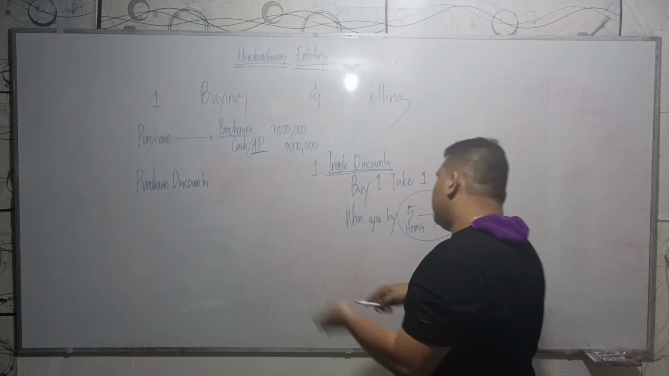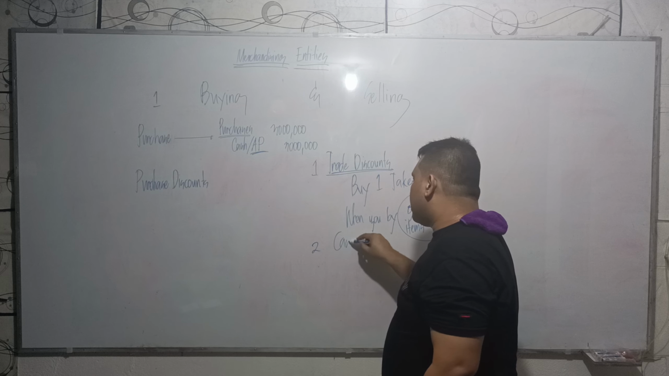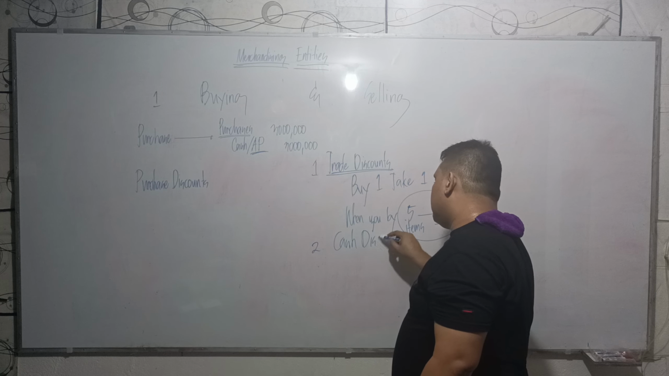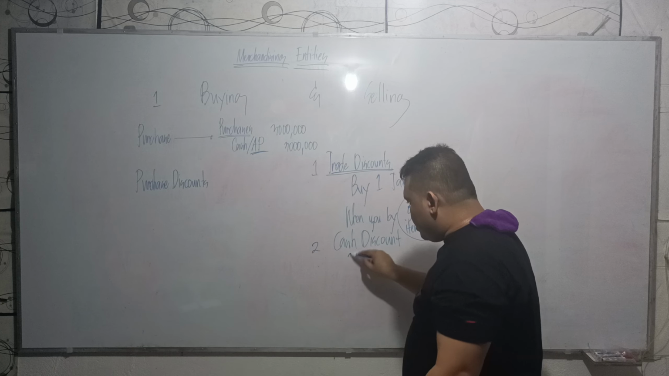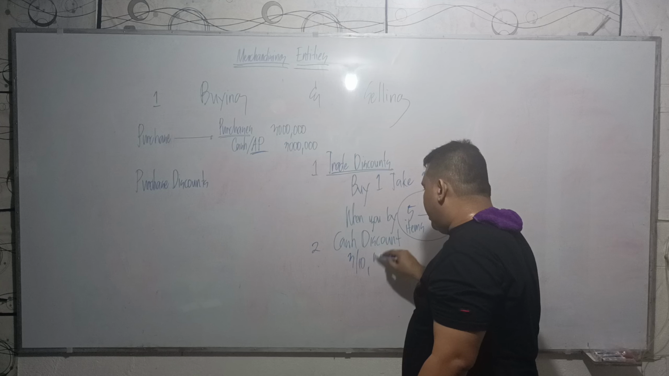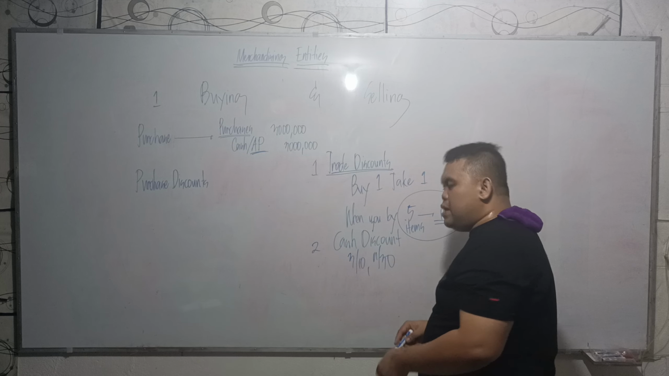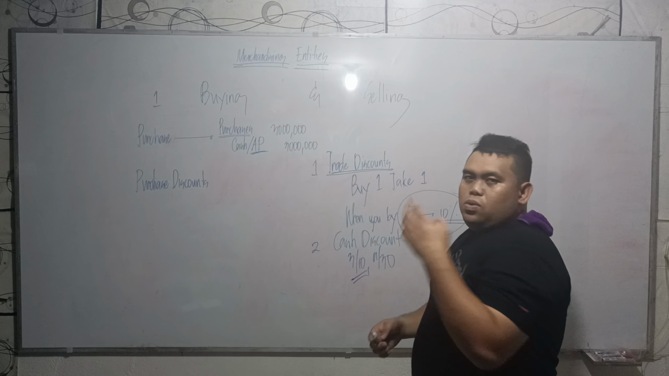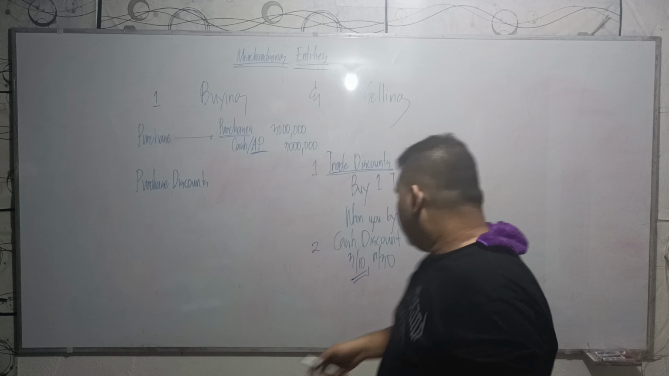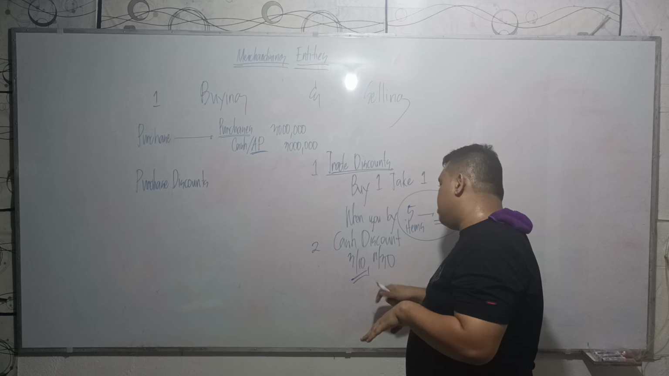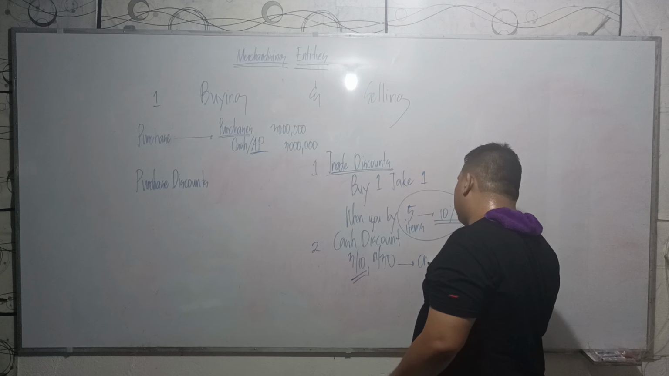The second type of discount is what we call the cash discount. Normally, the cash discount is something like this: 3/10, n/30. What does it mean? When you are the purchaser and you have purchased on account, if you can see this type of terms, this is usually called credit terms.